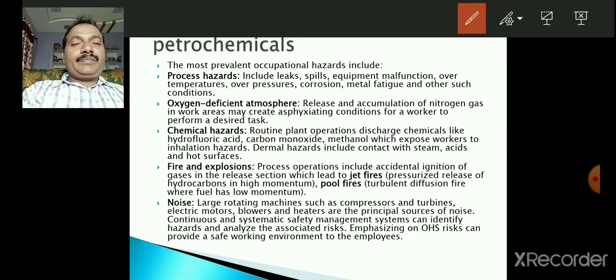And noise. Large rotating machines such as compressors, turbines, electric motors, blowers, and heaters are the principal sources of noise. The continuous and systematic safety management systems can identify hazards and analyze the associated risks. Emphasizing OHS risks can provide a safe working environment to the employees.